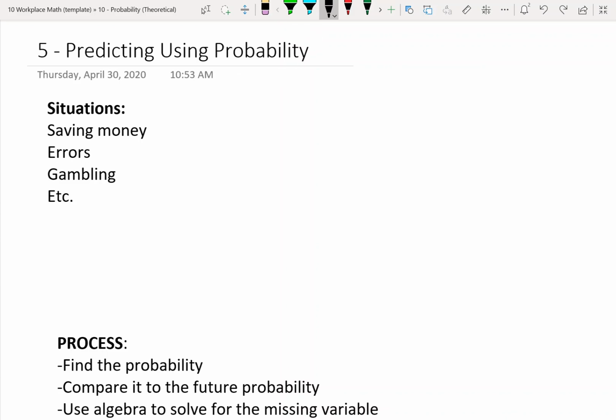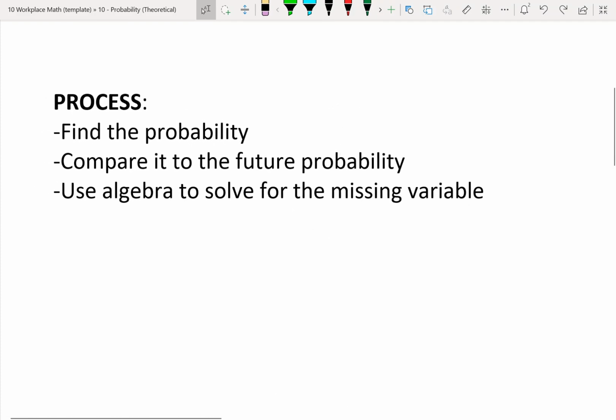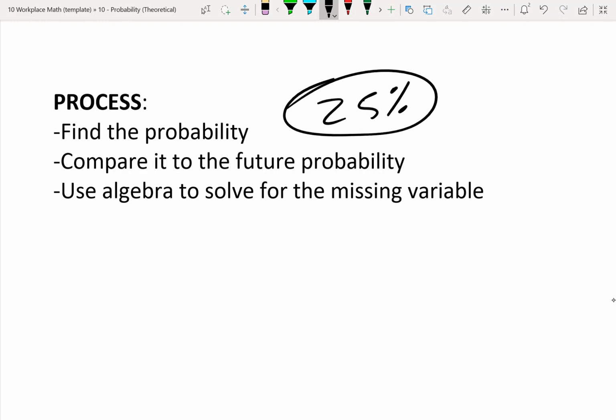What's going to happen next year, what's going to happen with the next 1,000 products, whatever. So I'm going to show you how to actually do that. The process is always the same. Number one, calculate probability. Sometimes they'll say like, oh, 25% chance. A lot of times they won't. You have to calculate the probability. That's why we learned how to do it. Then you're going to compare to the future probability, and I'll show you how that works.